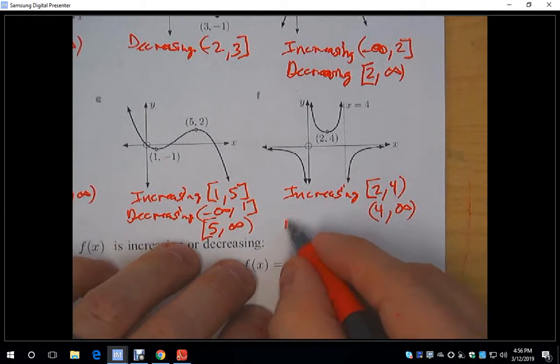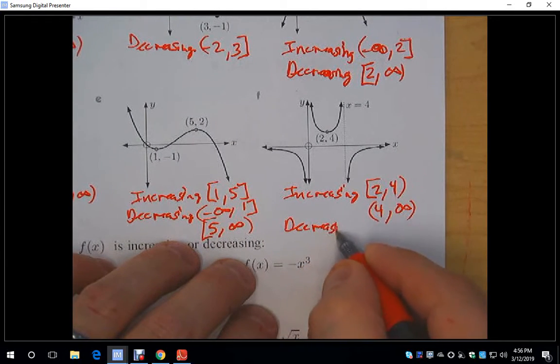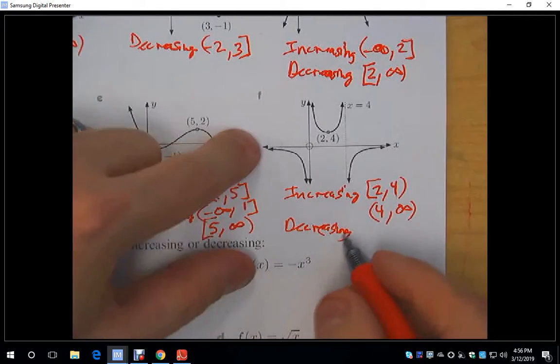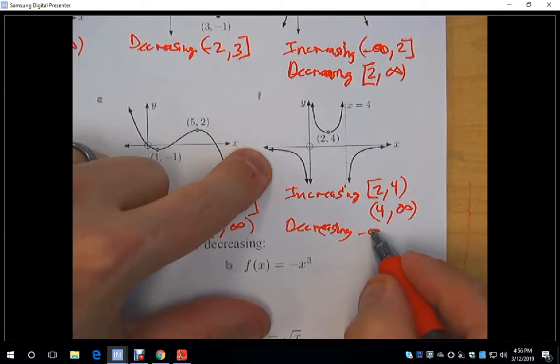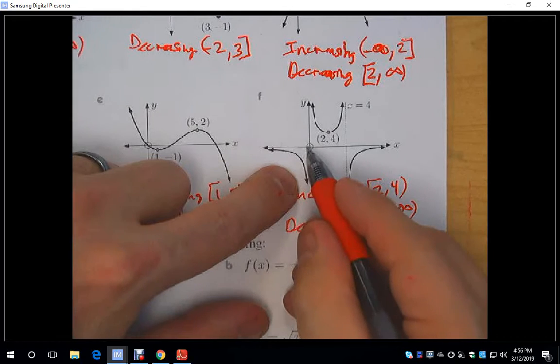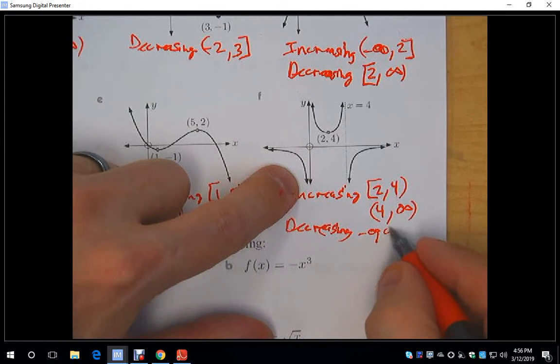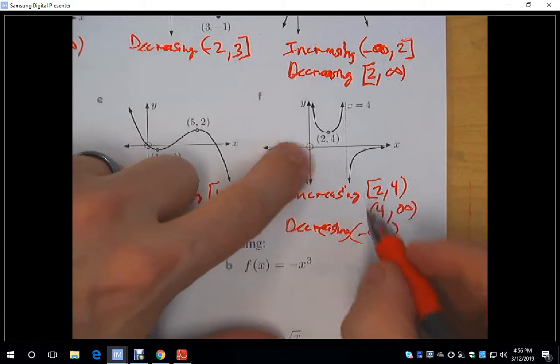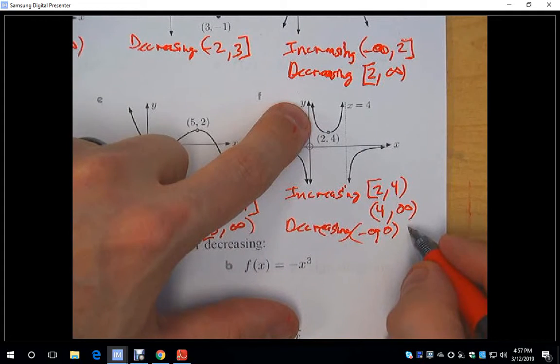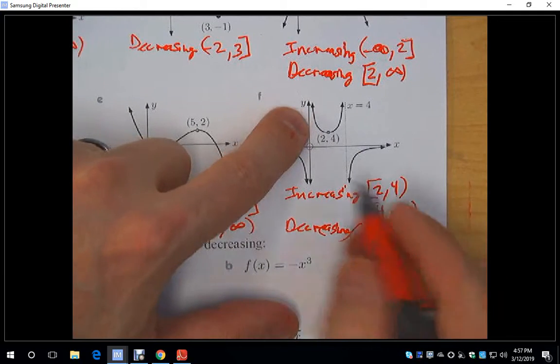The graph is decreasing from -infinity to, I'm assuming this is y equals 0, so 0, and that's a vertical asymptote, so that's not included. That's also decreasing from 0 to 2.